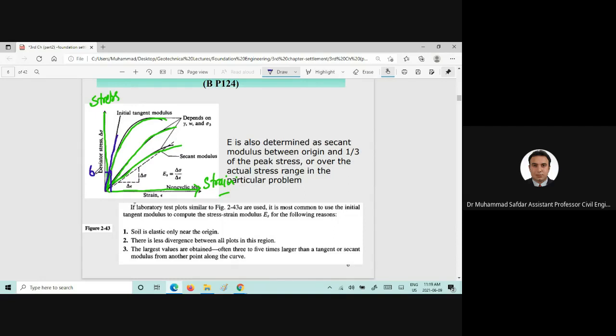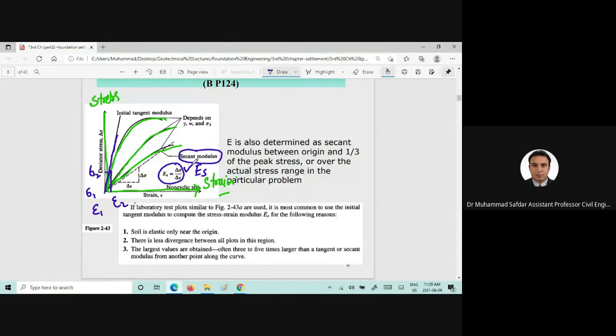we are getting, I would call that sigma 2, sigma 1 is 0, and here we are getting epsilon 2, and here epsilon 1 would be equal to 0. And if we use this equation, we can find out the modulus of elasticity, ES. Now, we can also find out the secant modulus.